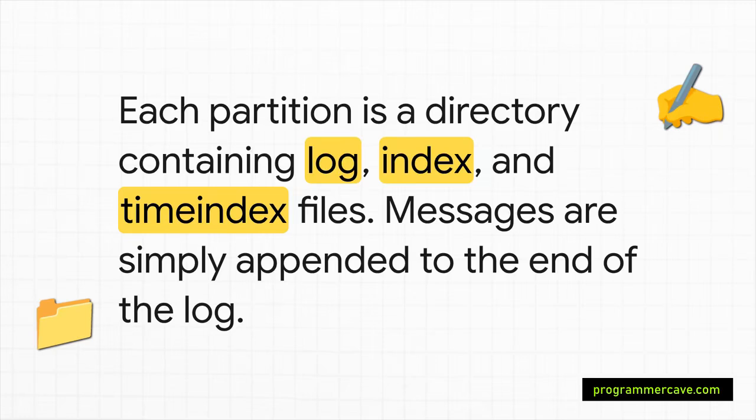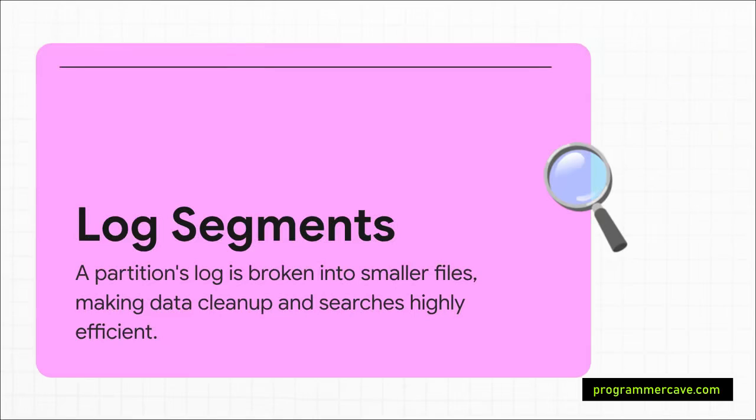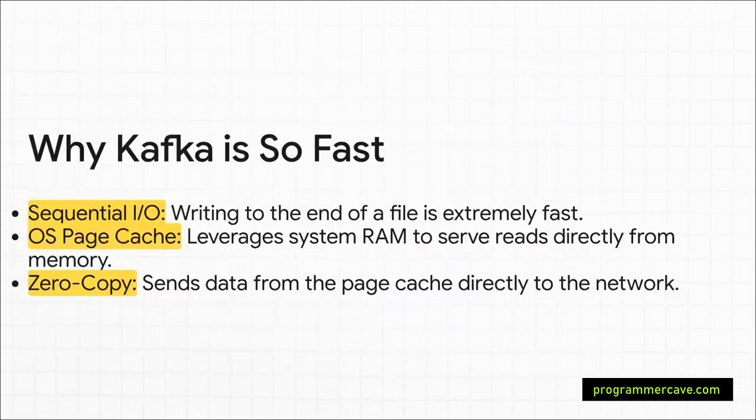That's pretty much it. But that log isn't one gigantic, unmanageable file. It's broken into smaller chunks called segments. When a segment hits its size limit, it's closed, and a new one starts. Now, this is a genius move for data cleanup. If you set your data to expire after 7 days, Kafka doesn't have to hunt down and delete old records. It just deletes the entire old segment file. It's incredibly efficient.